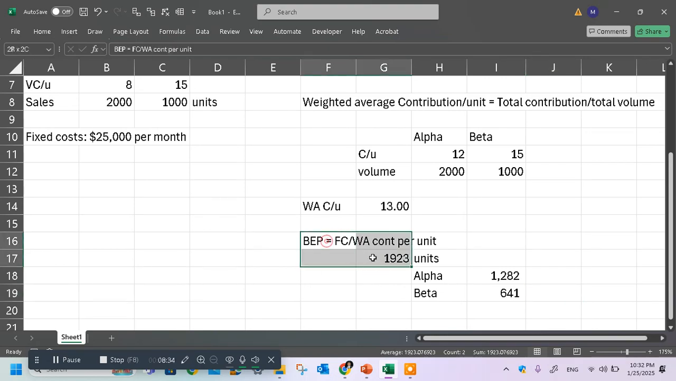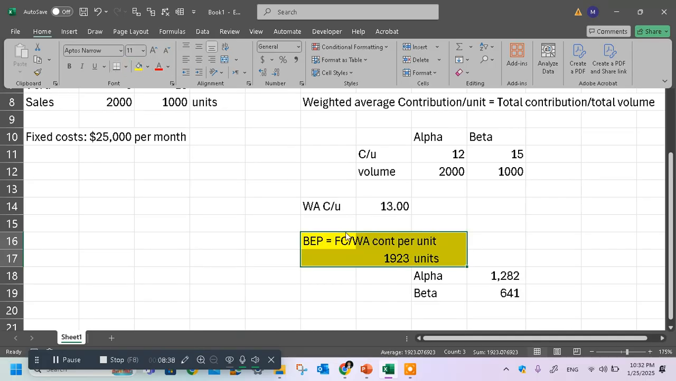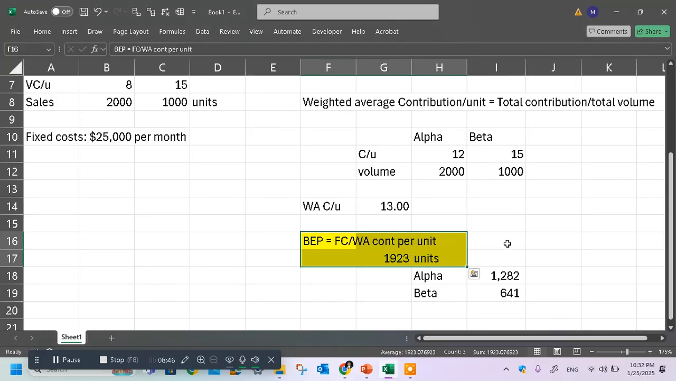So this is the break-even point. If an MCQ asks you what is the break-even point, you simply have to find weighted average contribution per unit and then apply it in the formula. That's it. If they go one step further and ask at break-even point how many alpha are sold and how many beta are sold, this is what you do.